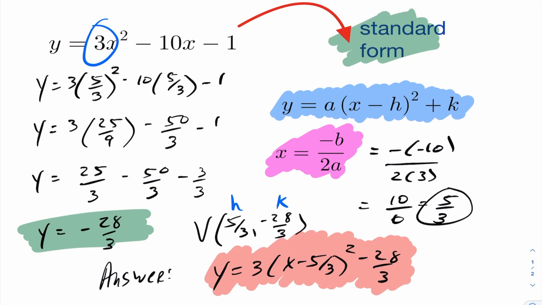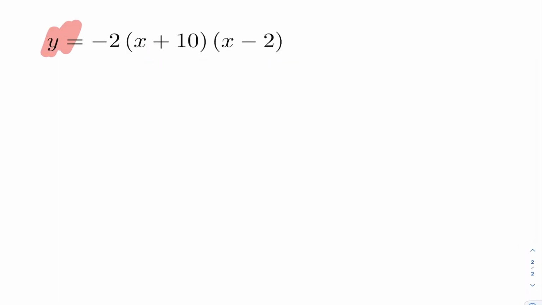Let's take a look at another example. So in the next example here, we're now in factored form, and I have y equals negative 2 times (x plus 10) times (x minus 2). And we want to go ahead and put this in vertex form. So I need to find my axis of symmetry again. Now, this is not in standard form.